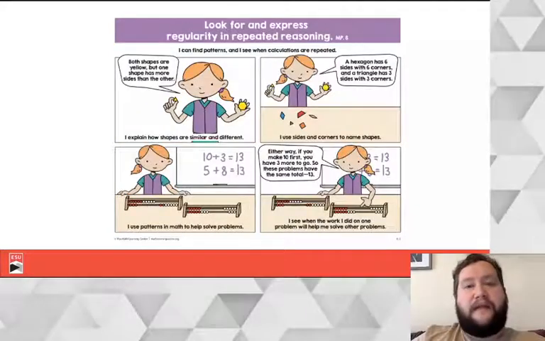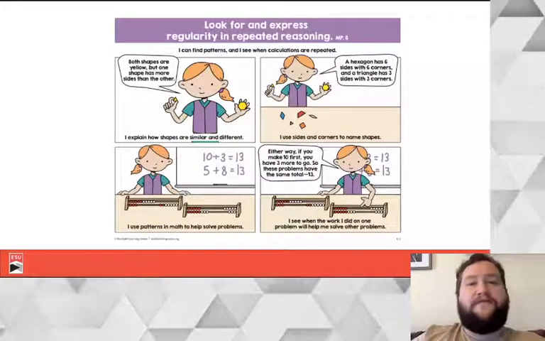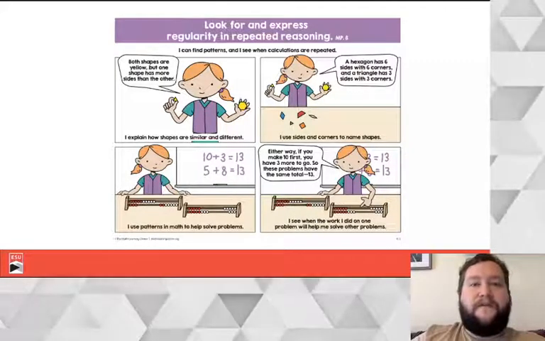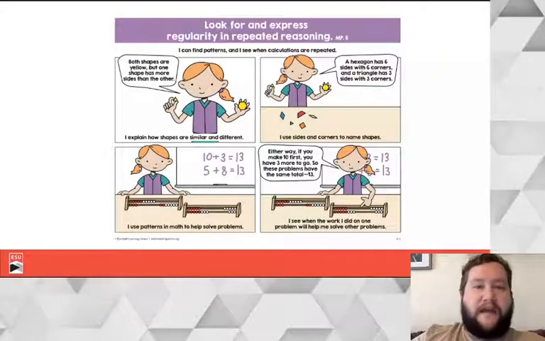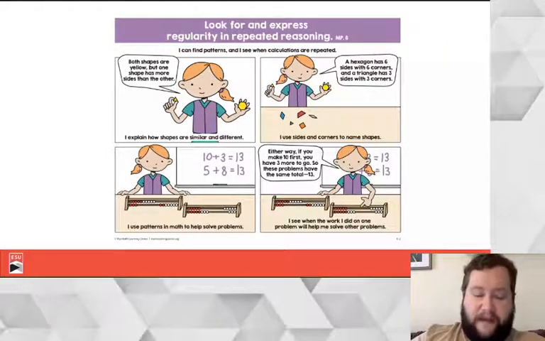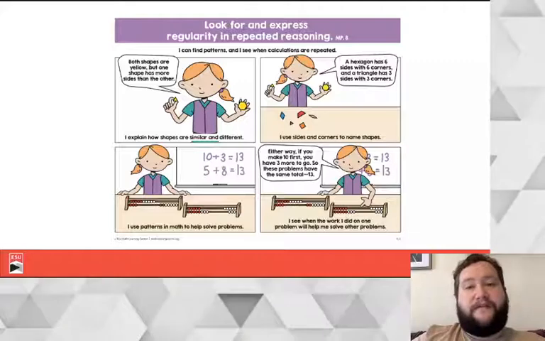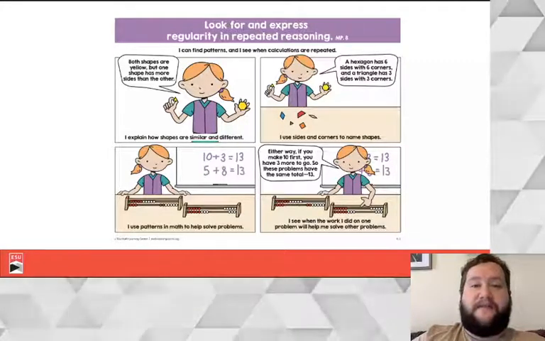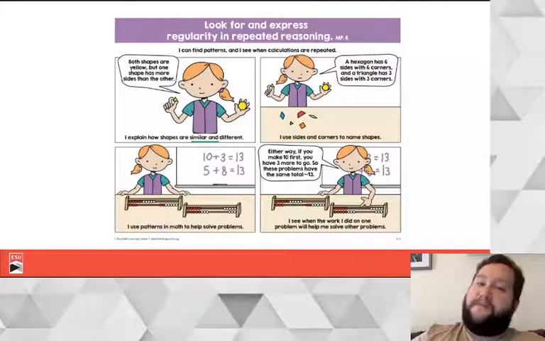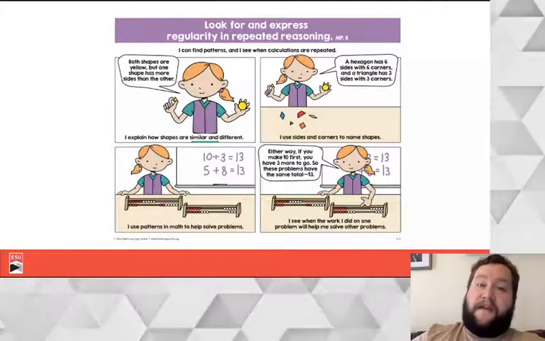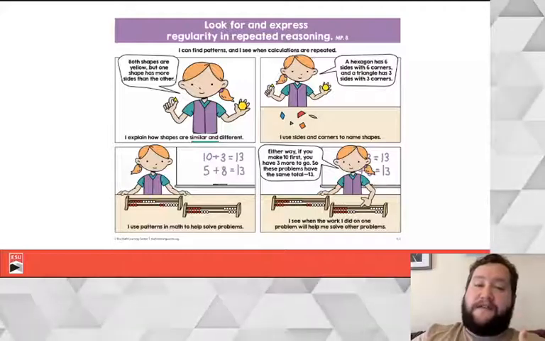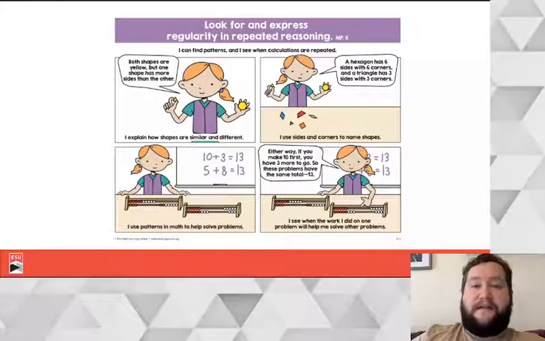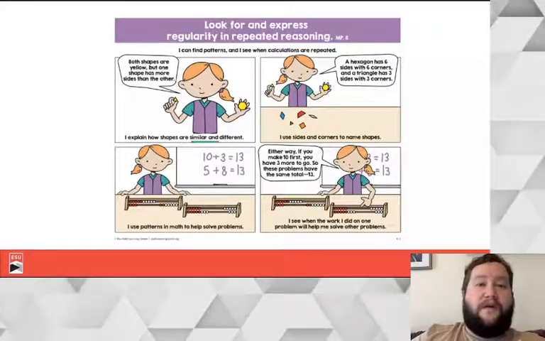And then the last standard for mathematical practice is looking for and expressing regularity in repeated reasoning. So this is finding patterns, seeing when calculations are repeated. So here we have this bottom left one of 10 plus 3 equals 13. She sees, oh, well, if I take 2 from that 10 and give it to the 3, or rather, what you would actually do is you would start with 5 plus 8. You would take the 2 from the 5, give it to the 8, and now 10 plus 3, because 10 is easy to work with, we get 13. Or lots of other ways.